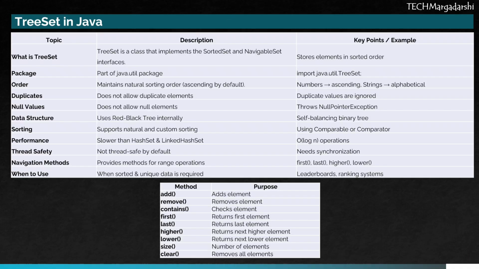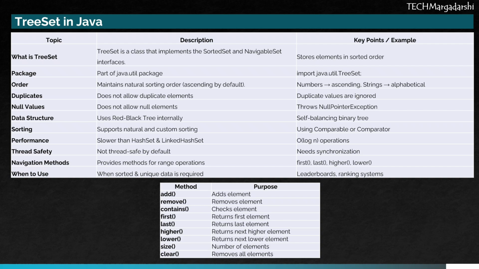Now let's understand TreeSet in Java and how it differs from HashSet and LinkedHashSet. TreeSet is a class that implements the SortedSet and NavigableSet interfaces. Its main feature is that it stores elements in sorted order. By default, this sorting is natural. Numbers are stored in ascending order, and strings are stored alphabetically.